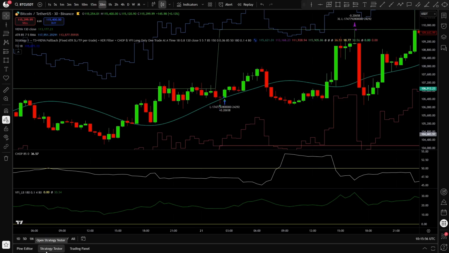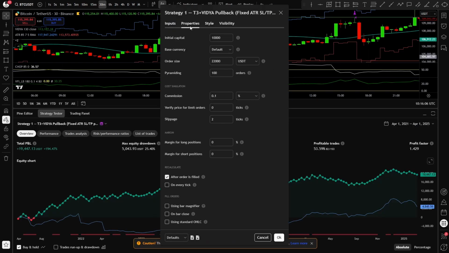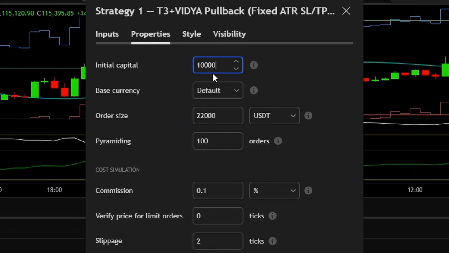Okay, so now let's see the backtest results, but before that, as always, position sizing and the fee structure. So let's open up the strategy script, go to the properties tab, and this is the position sizing I used for the BTC USDT 30-minute optimization. We use a 10K initial balance and a 22K order size on each trade. This is not a compounding order size, this is fixed on each trade. So in the beginning, we are using a 2.2x leverage. The commission is set at 0.1% on each entry and exit, and the slippage is 2 ticks.